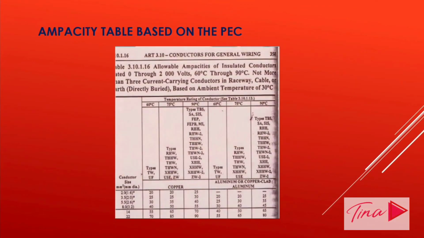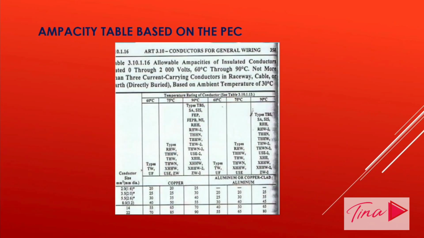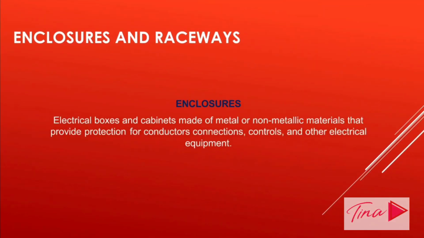Now, shown in the video is the ampacity table based on the PEC. You can take your time by pausing the video to read the table. Next, we will be discussing the enclosures and raceways. First is the enclosures. These are electrical boxes and cabinets made of metal or non-metallic materials that provide protection for conductors, connections, controls, and other electrical equipment.